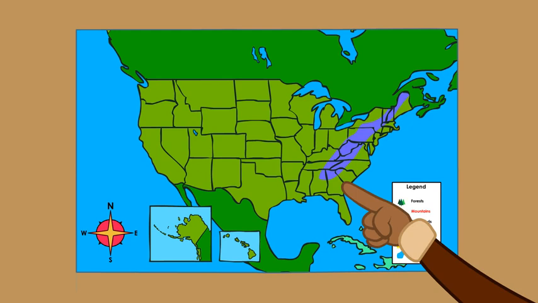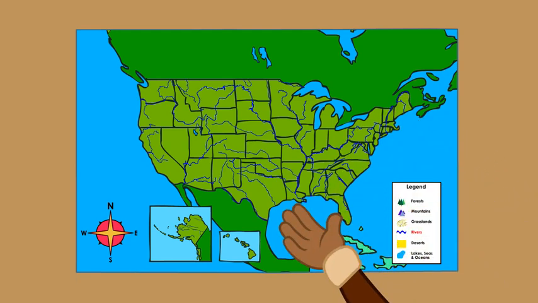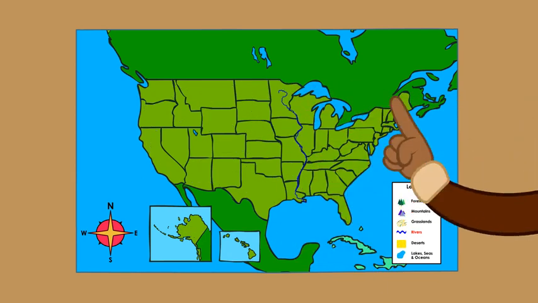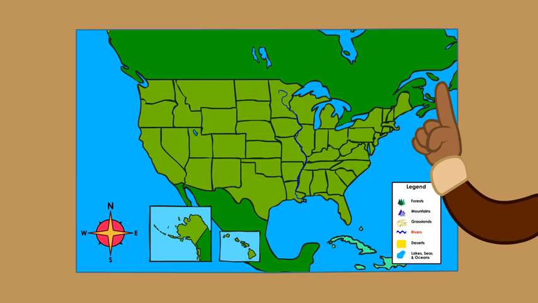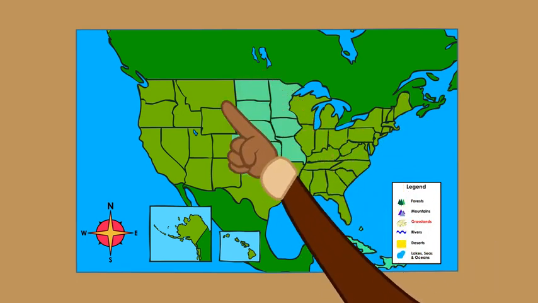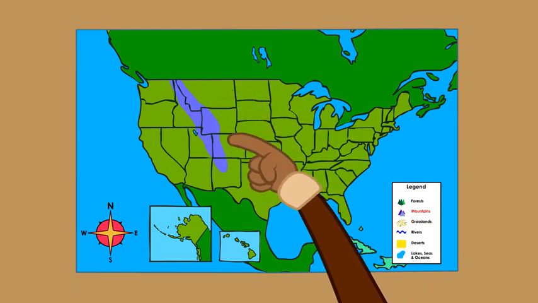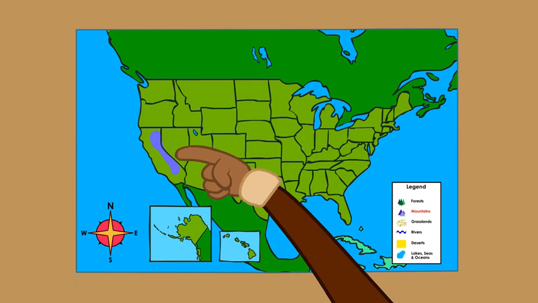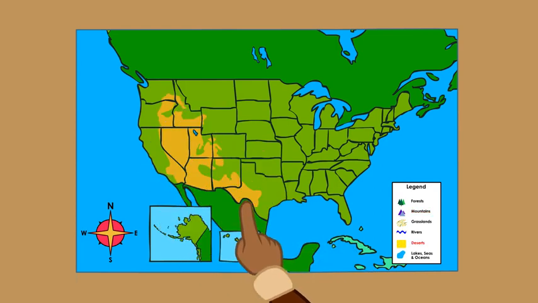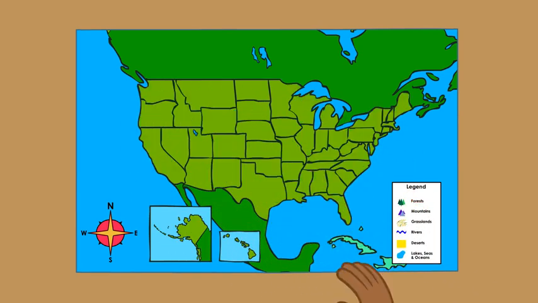Over here are the Appalachian Mountains, and these here are some of the major rivers, like the Mississippi, which is one of the longest rivers in the world. Here are the Great Lakes. This flat area here is called Central Plains. And over here are the Rocky Mountains and Sierra Nevada Mountains. This area here is all desert. And up here are huge forests.